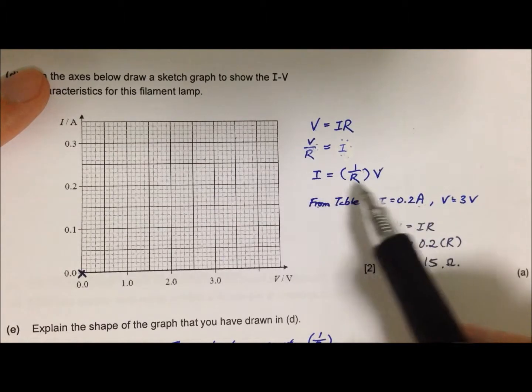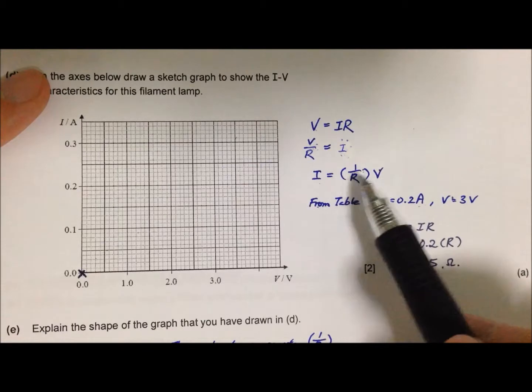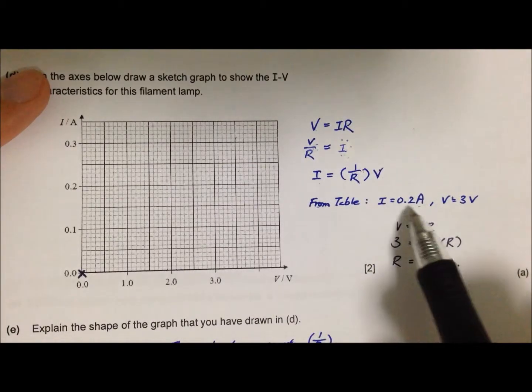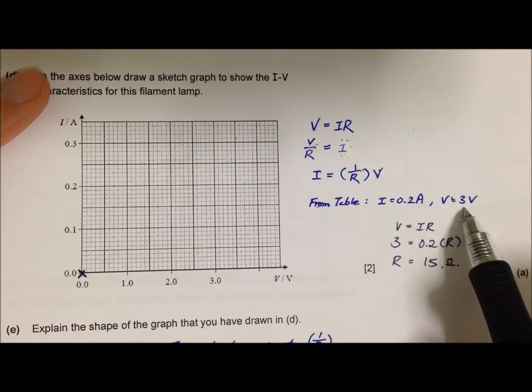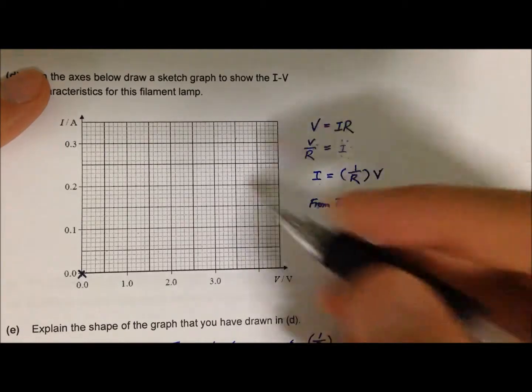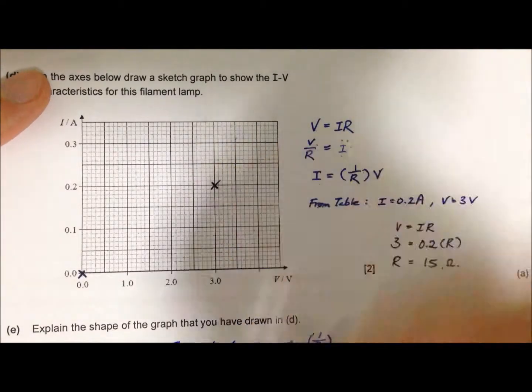No, it is going to be a straight line. You see, this is y equals to the gradient times x, and this gradient is a fixed gradient, right? Because r is fixed. So therefore, you will have a straight line passing through 0, 0. So the second point is 3 volt to 0.2 ampere.